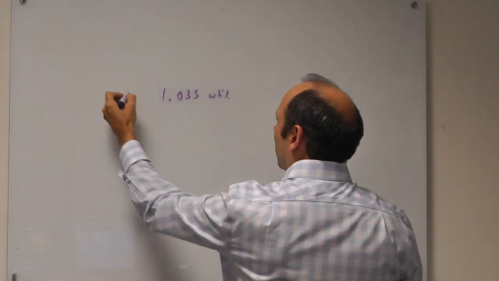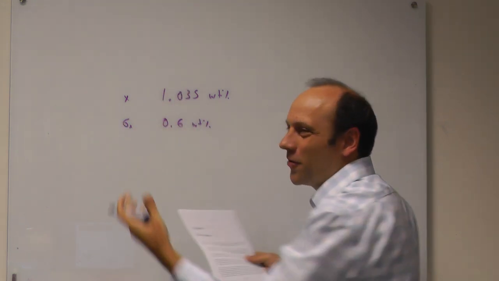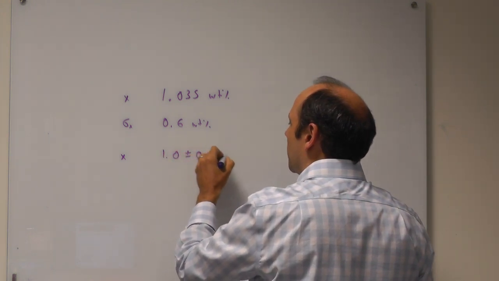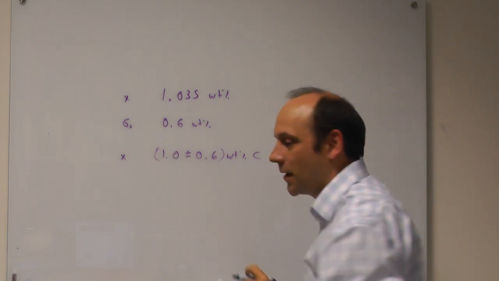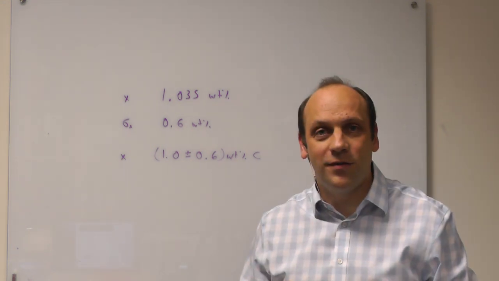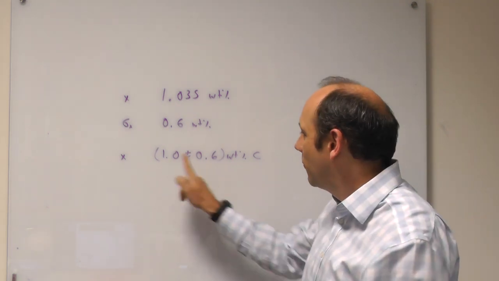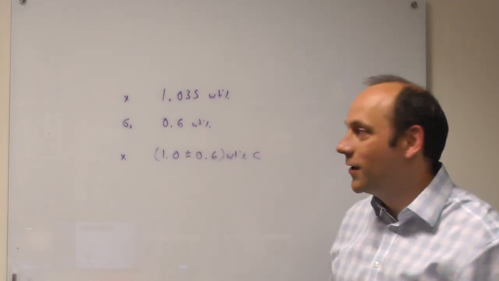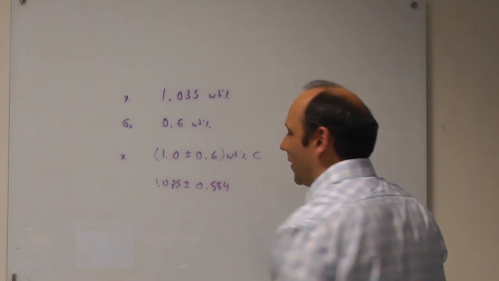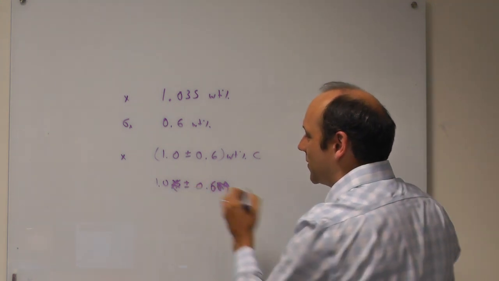And if the uncertainty in X is 0.6 weight percent, well then the 0.035 is not meaningful. So we would probably say that X is equal to 1.0 plus or minus 0.6 weight percent of carbon in our sample. And usually we would say there's no point in measuring an uncertainty to better than one significant figure, and you shouldn't quote the measurement to any greater precision than the uncertainty. So that would be the right way to write it down, not 1.035, and not 1.035 plus or minus 0.584. That would be silly. So we would just say it's 1.0 plus or minus 0.6, as 0.584 rounds to 0.6.